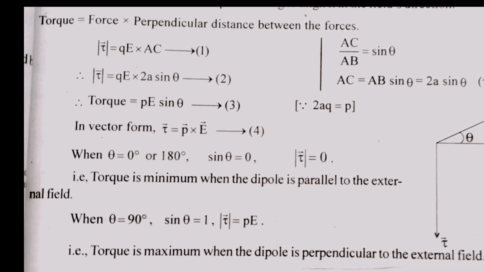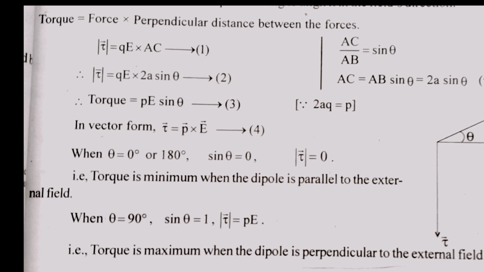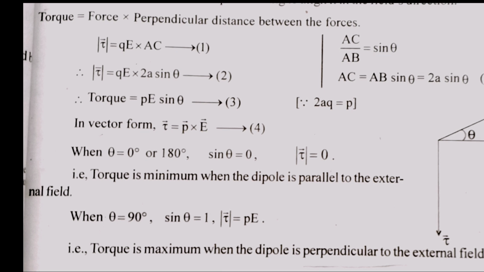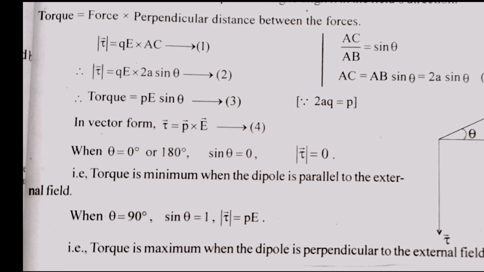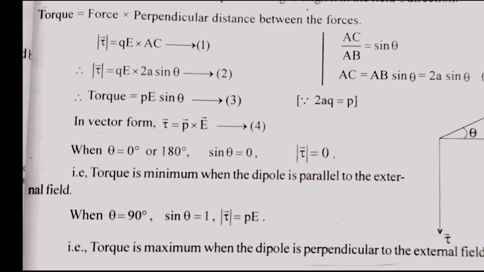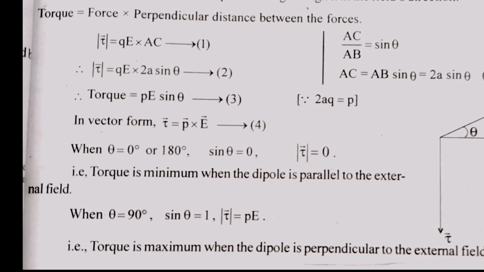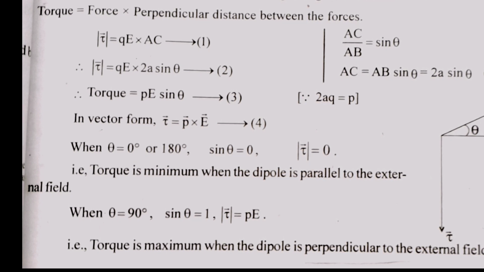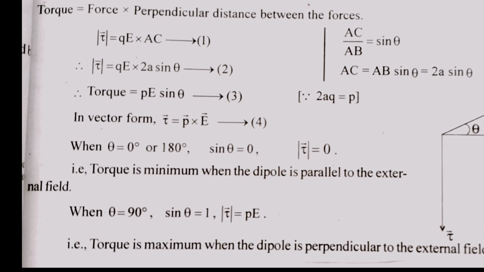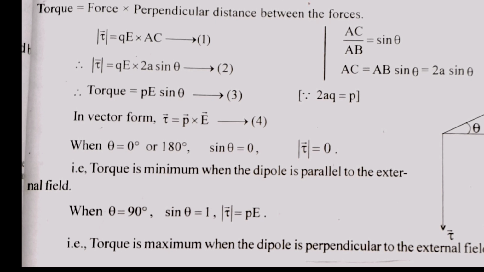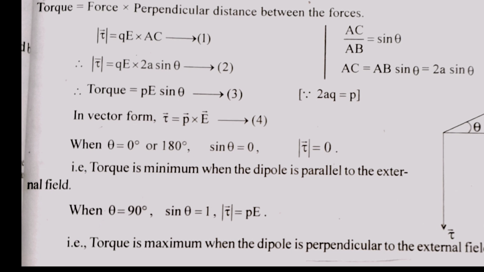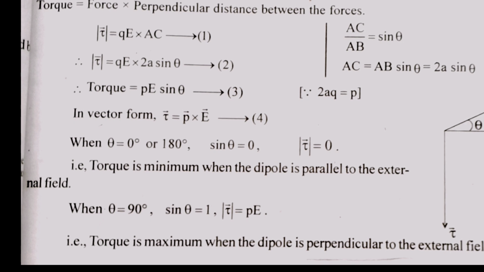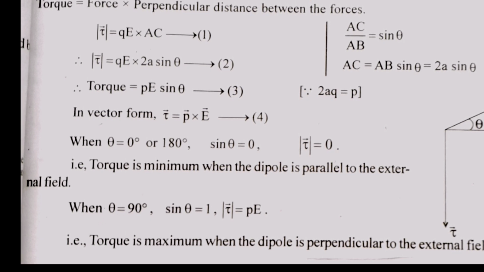So we get maximum torque when the dipole is perpendicular to the external field, that is when theta equals 90 degree. And when the dipole is parallel to the external field, the torque will be 0. That is, when theta equals 0, the torque will be minimum, and the maximum value of torque is when theta equals 90 degree. So these two special conditions you also have to remember. That is all about torque on an electric dipole.